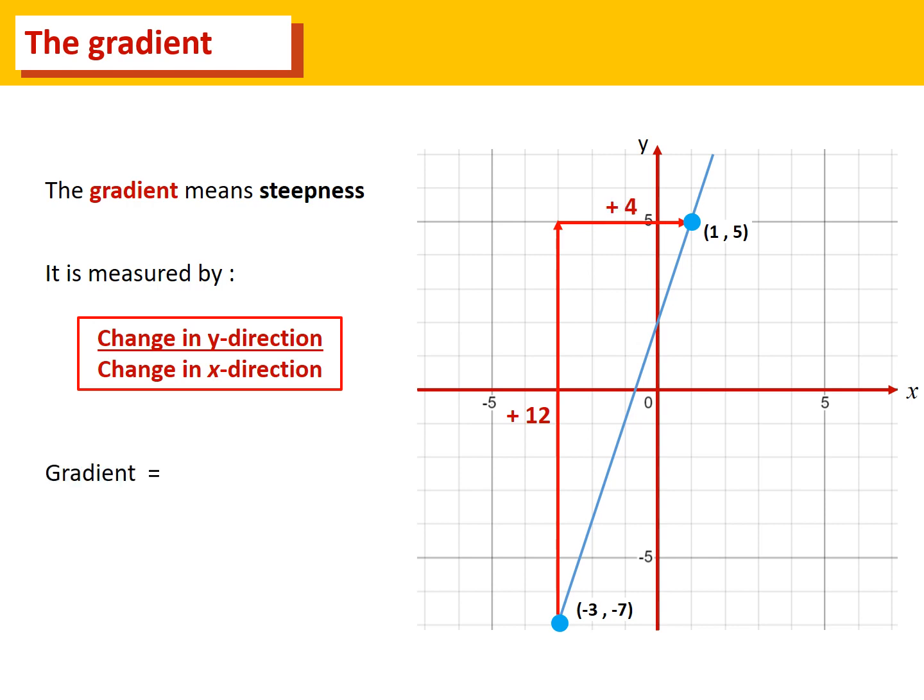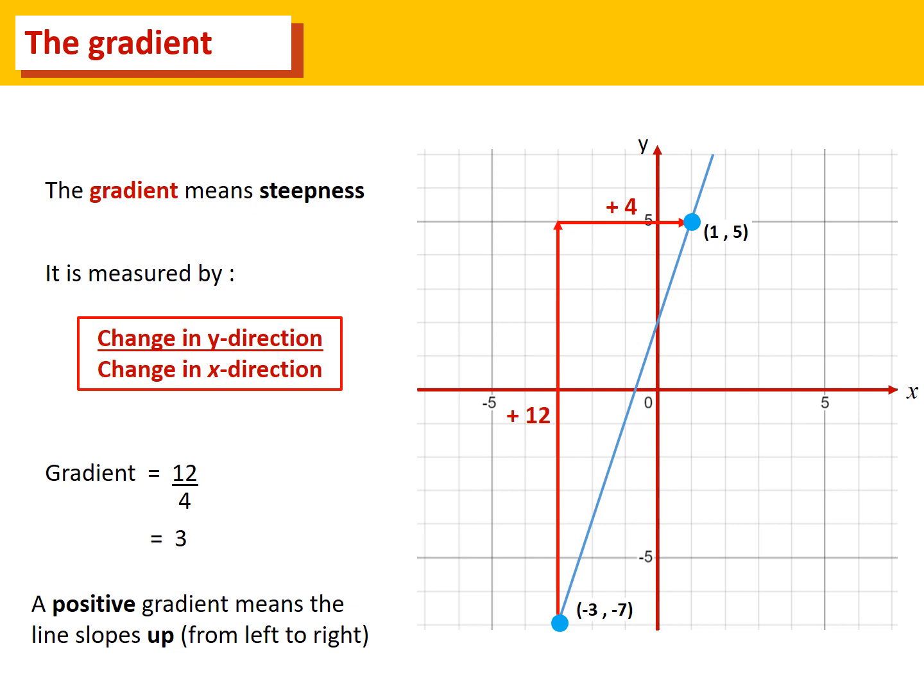So the gradient is the change in the y direction, which from our diagram we can see was +12 because it was 12 upwards, divided by a change in the x direction, which from our diagram we could see was +4 because it was 4 to the right. And that gives us a gradient therefore of 12 divided by 4, which is 3. And once again, that's +3, and as we can see, the line slopes upwards from left to right.